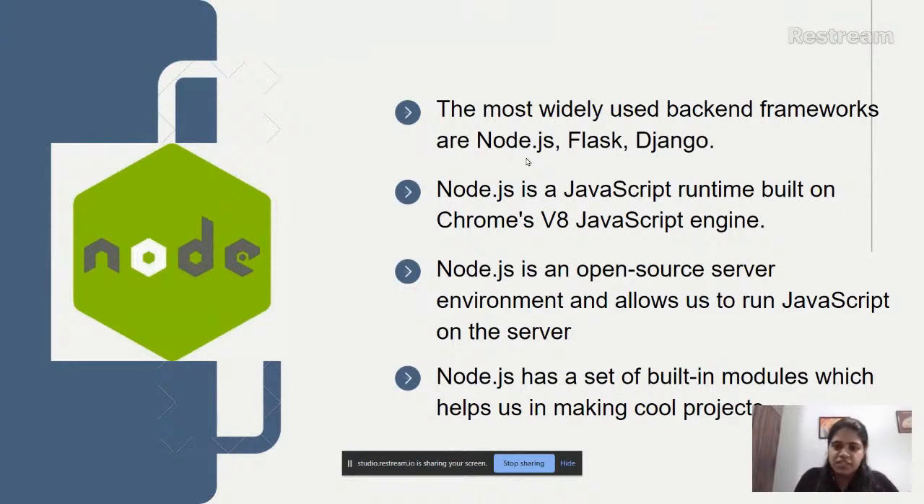So a brief description: Node.js is a JavaScript runtime built on Chrome's V8 JavaScript engine. It's an open source server environment and allows you to run JavaScript on the server. And it has a set of built-in modules which help us in making cool projects. As I said, npm, a huge package manager, and lots of functionalities.